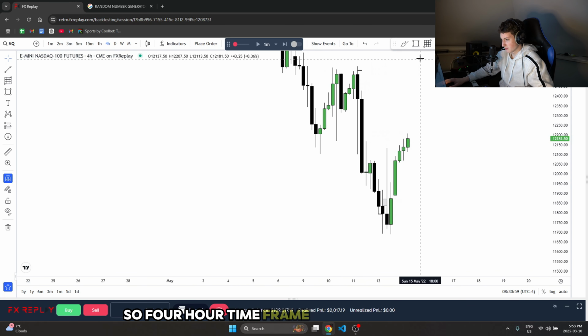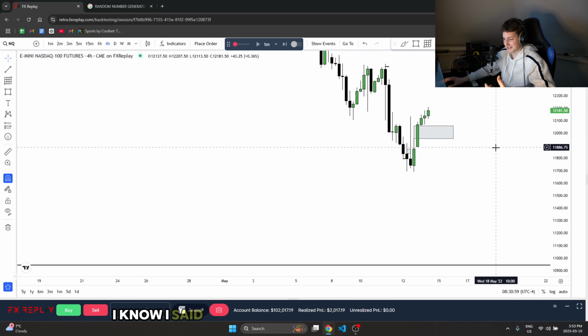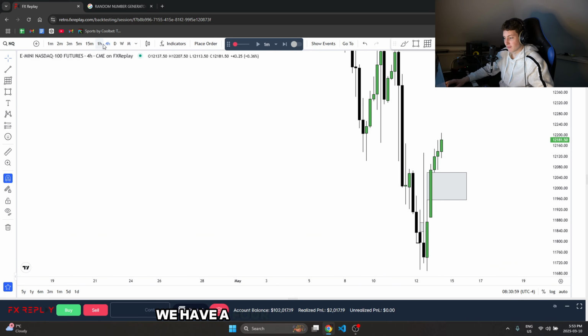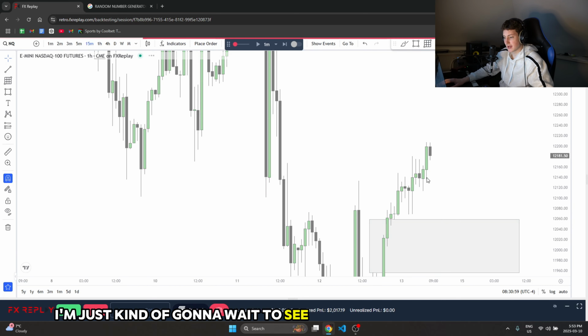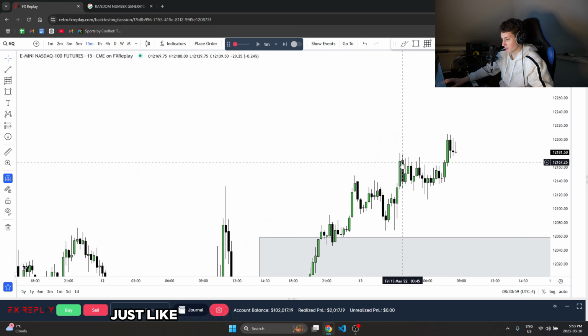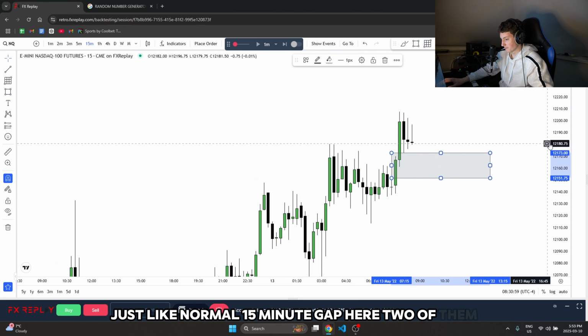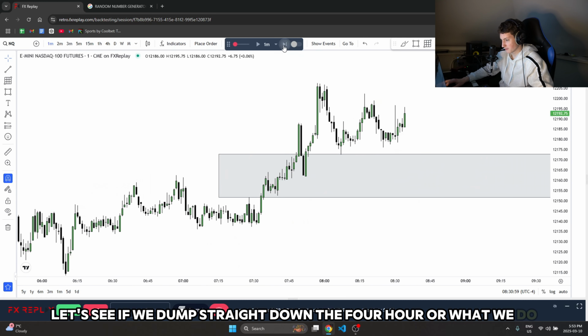So 4-hour time frame looks bullish to me. We're starting to break to the upside here. I know I've said the same thing and it ends up dumping, but it's statistics, okay? We have a 4-hour gap right there. I'm just kind of gonna wait to see how we react to things, right? Just like normal. 15-minute gap here, 2 of them. Let's see if we dump straight down to the 4-hour or what we do.